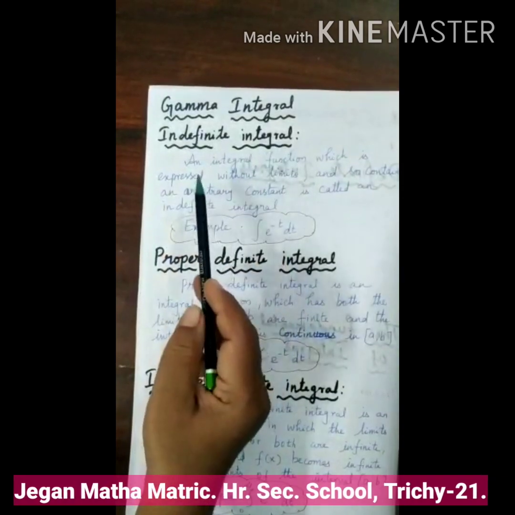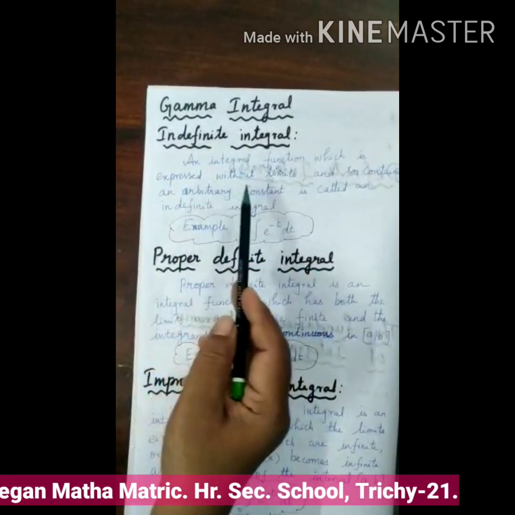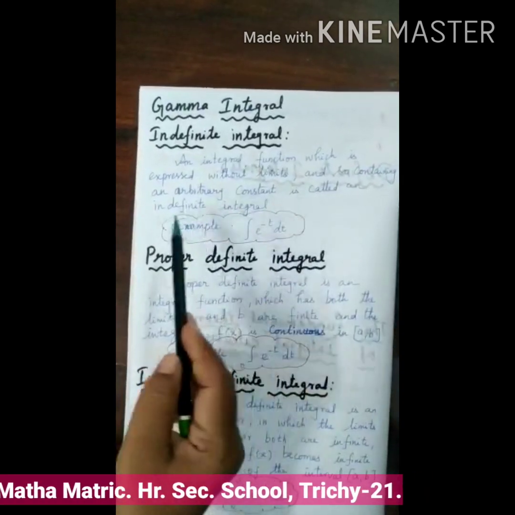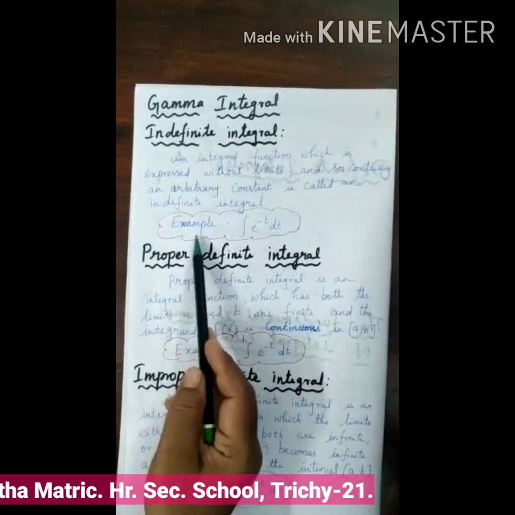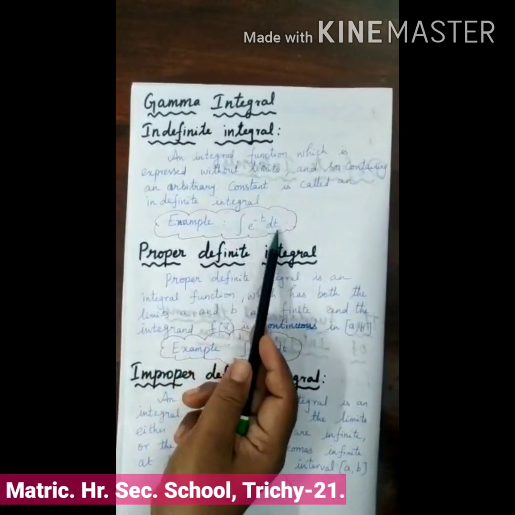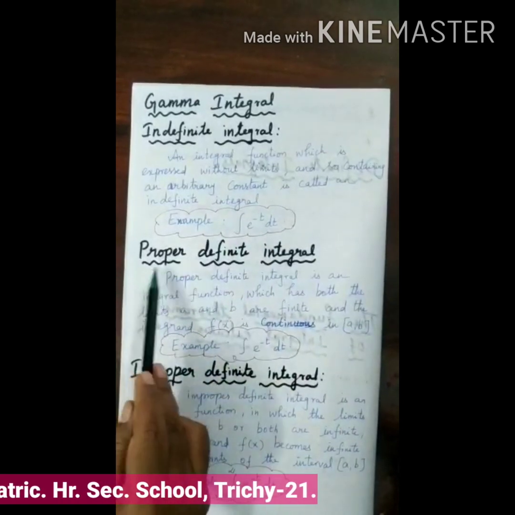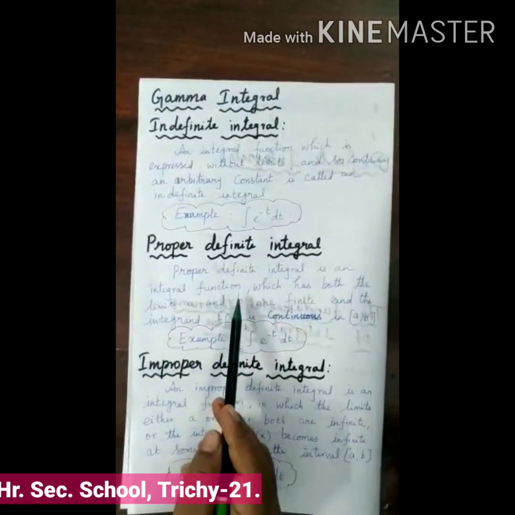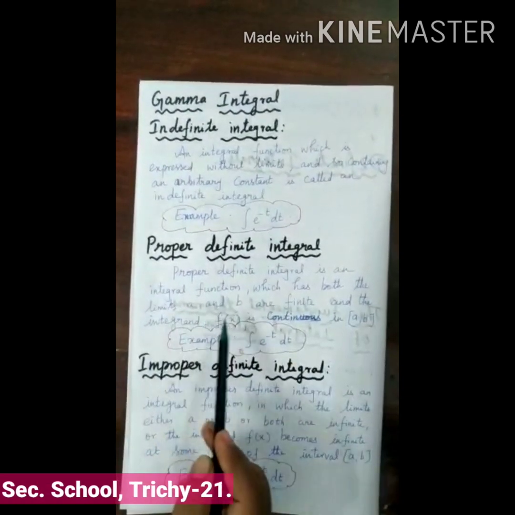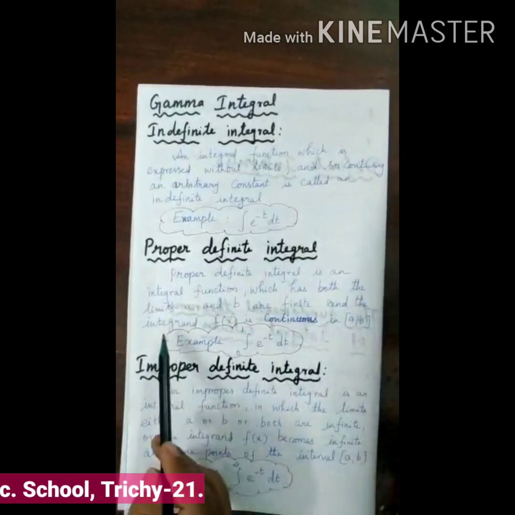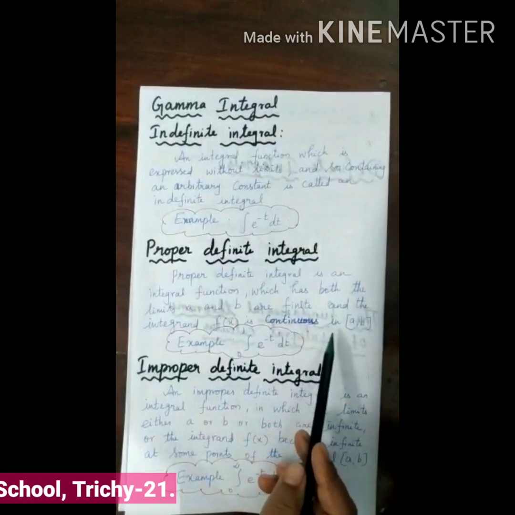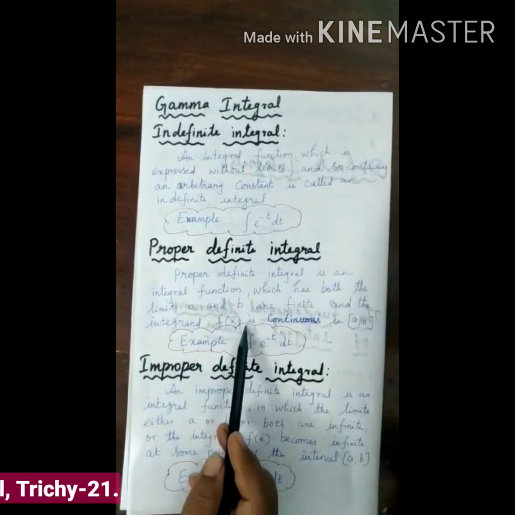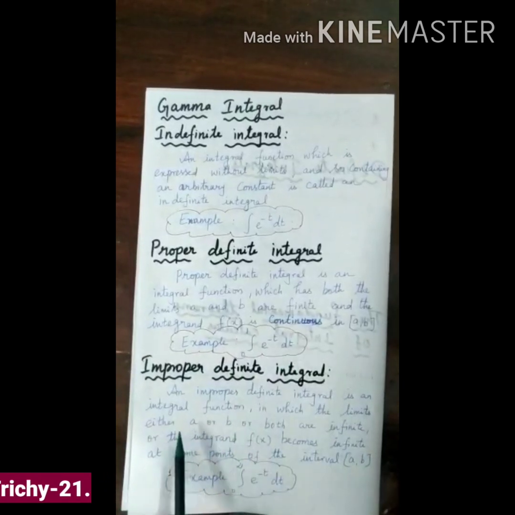Indefinite integral. An integral function which is expressed without limits and so containing an arbitrary constant is called an indefinite integral. Example, integral of e power minus t into dt. Proper definite integral. A proper definite integral is an integral function in which both the limits a and b are finite and the integrand f of x is continuous in a, b. Example, integral of limit 0 to 1 e power minus t into dt.